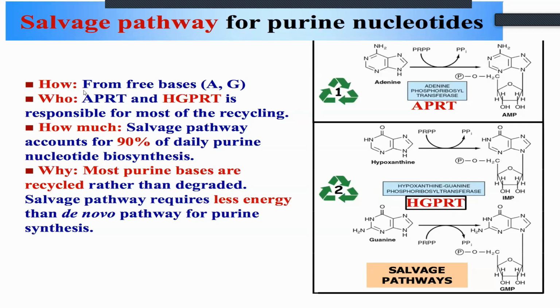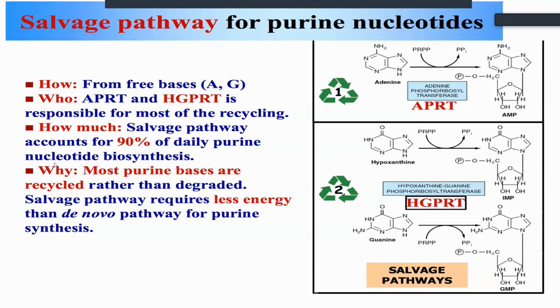Now, salvage pathway, like I mentioned, is formed from free bases. So somewhere in the body adenine was lying, somewhere guanine was lying, so bringing them to these enzymes, we are easily making AMP, IMP and GMP. Now, which enzymes are responsible? The answer is APRT and HGPRT are the enzymes which are responsible. This is the important point. Salvage pathway accounts for 90% of the nucleotide synthesis. Okay, 90%. So 90% the body is using those things which are already present to create the nucleotides.